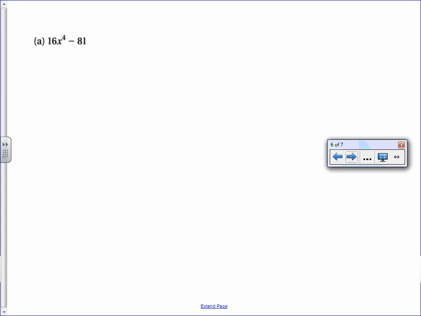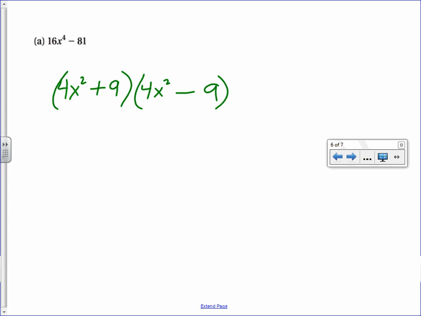The last type of factoring here, we're going to break this down as if it was x squared, which breaks into x and x. Only instead of x squared, we have x to the fourth. So when we break this 16x to the fourth down, we'll break it into 4x squared and 4x squared. If you multiply those back together, sure enough, you would get 16x to the fourth. Similarly, the 81 is going to break down into plus 9 and minus 9.